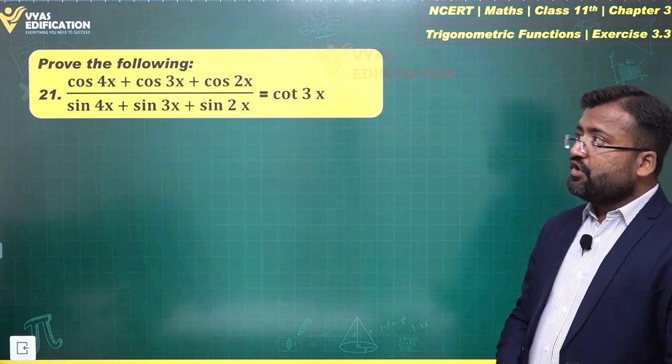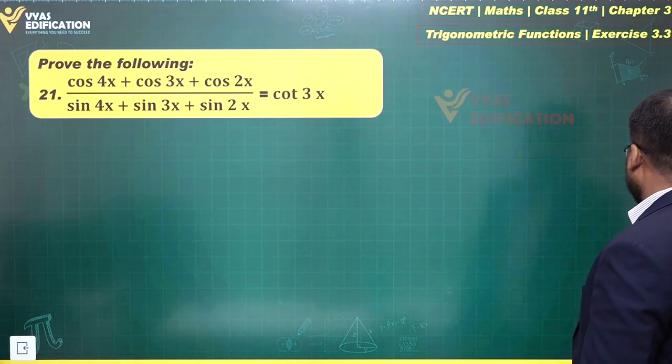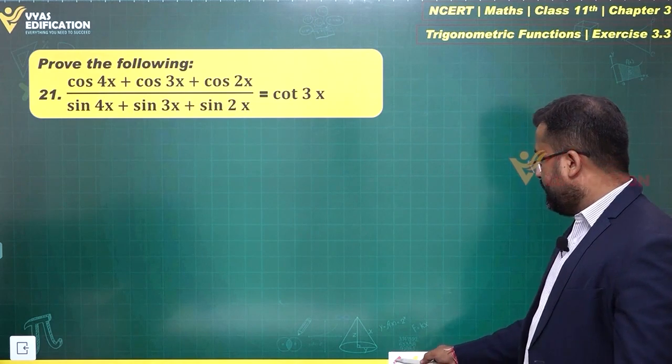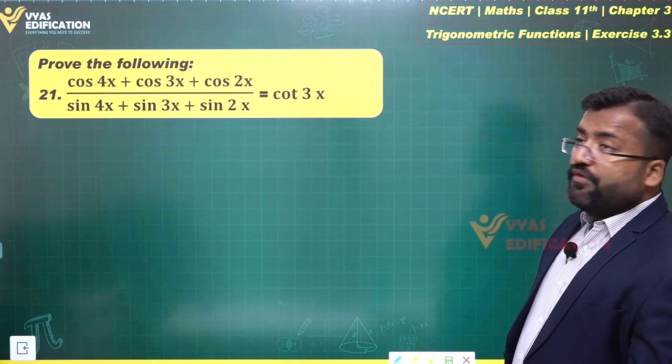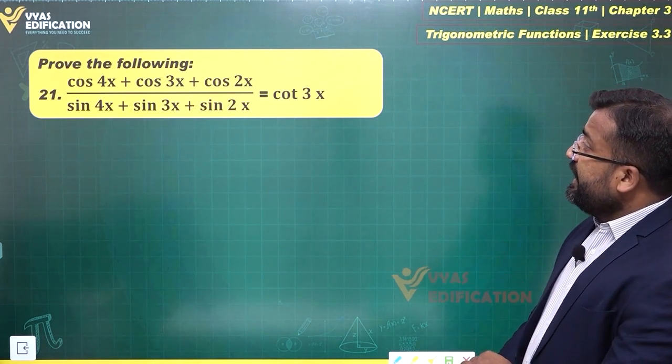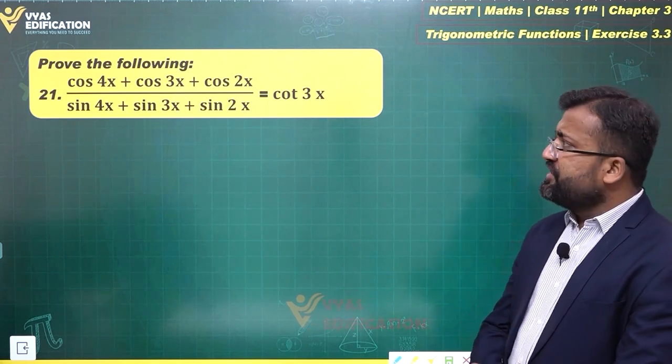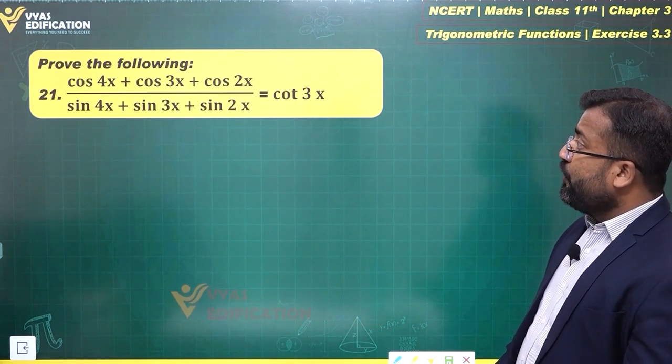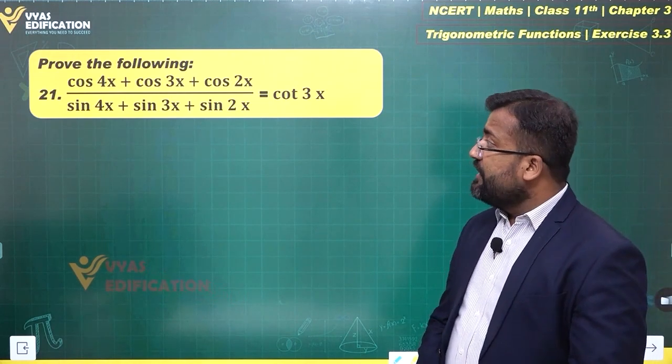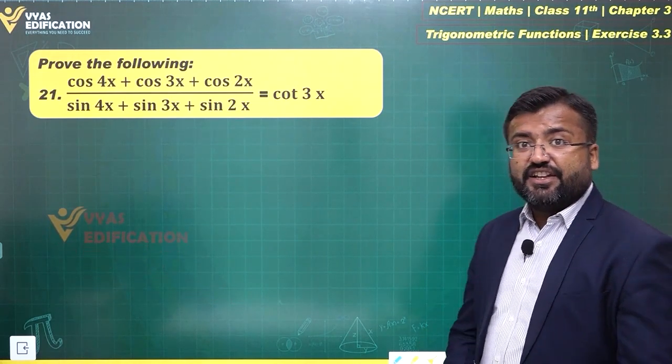Let's try to see the approach of this question. Prove the following. 21. How do we approach this question? In the LHS, you have pretty complicated expressions. Yes, you have angles 4x, 3x and 2x in the numerator. You have similar angles 4x, 3x and 2x again in the denominator.